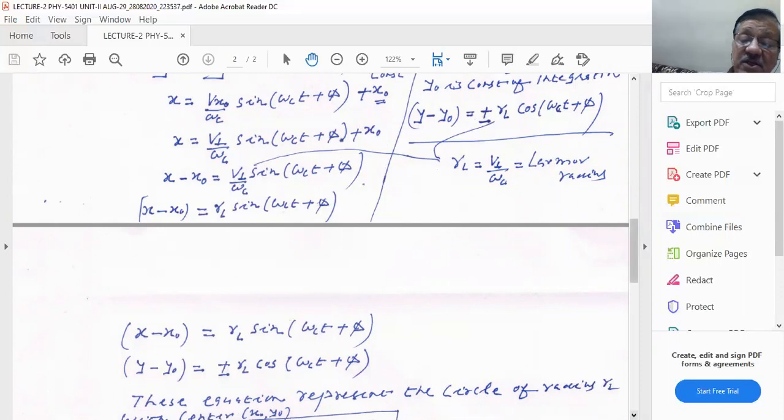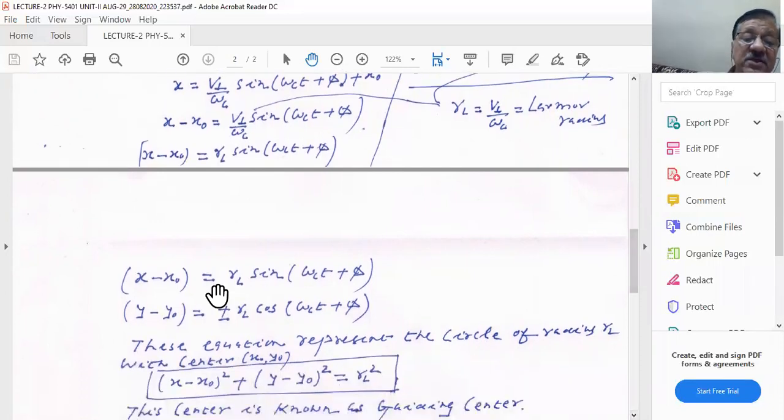If you combine these equations, this is basically the equation of a circle having radius RL, because the equation of a circle is x minus h whole square plus y minus k whole square equals RL square, where h and k are the center of the circle. So the center of the circle is x0, y0. This is known as the guiding center. The coordinate of the guiding center is x0, y0.